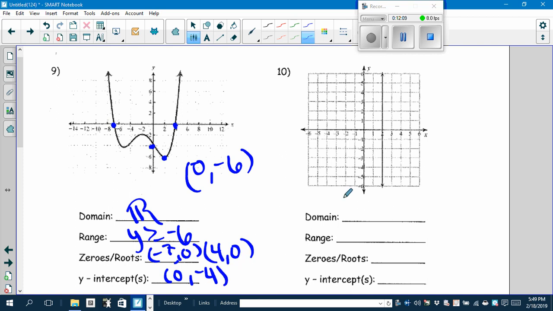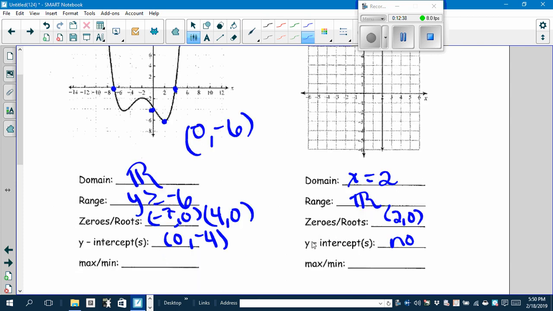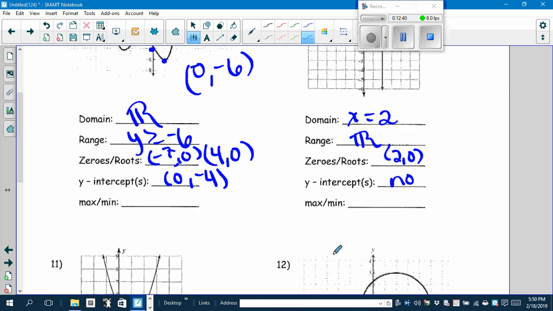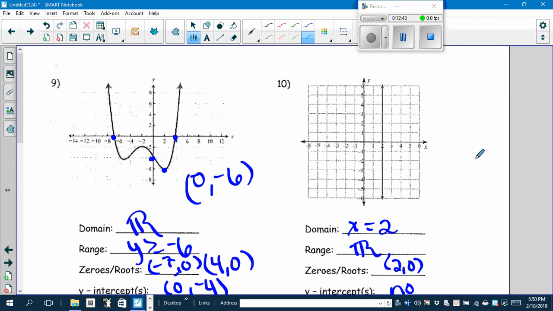Hopefully that gives you guys some idea of what we're doing here. Let's look at this next one. This is a vertical line. Remember, your domain is just your x value. So this x value is always the same for every point on this line. So the domain is x is equal to 2. And your range is going to be all real numbers. There's one x-intercept, and that's at 2, 0. And there's no y-intercepts. All right? So hopefully that's helping you a little bit. Okay, again, and this is not a function. Remember, this is not a function.